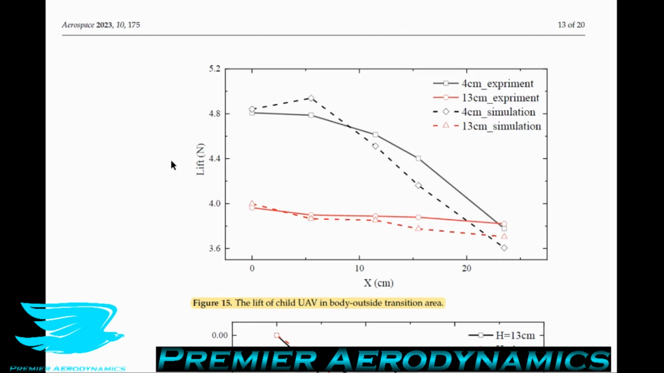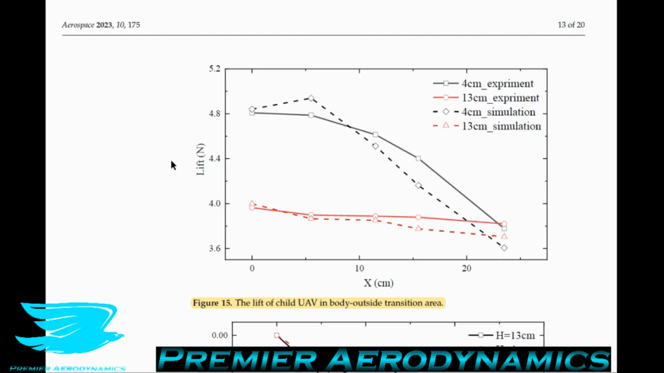So both the suction of the nearby parent UAV rotor and the parent UAV body cause a lateral movement towards a nearby rotor. So in other words, as soon as this child UAV starts moving away from the body, there's a suction that pulls it even further away, even quicker. And this means that the child UAV starts moving out quicker.